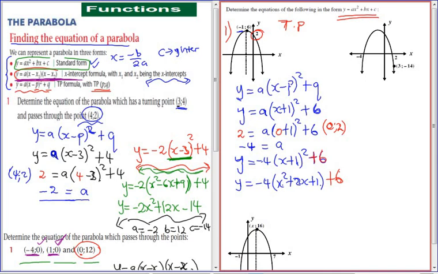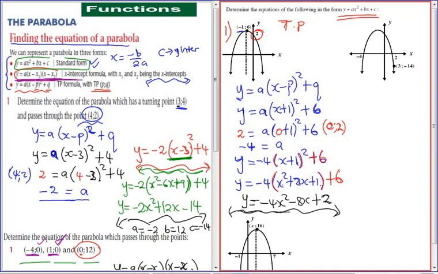So this part here is giving us this whole part. Okay. So our y is now going to be negative 4x squared, and that is negative 8x, and that is negative 4 plus 6. I don't want to write negative 4 plus 6, so I'm just going to write the answer for it. So that will be the equation you were supposed to get for this function.